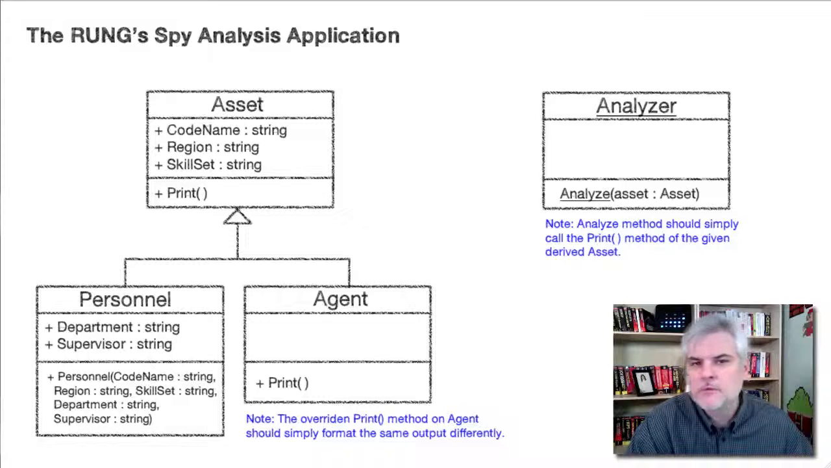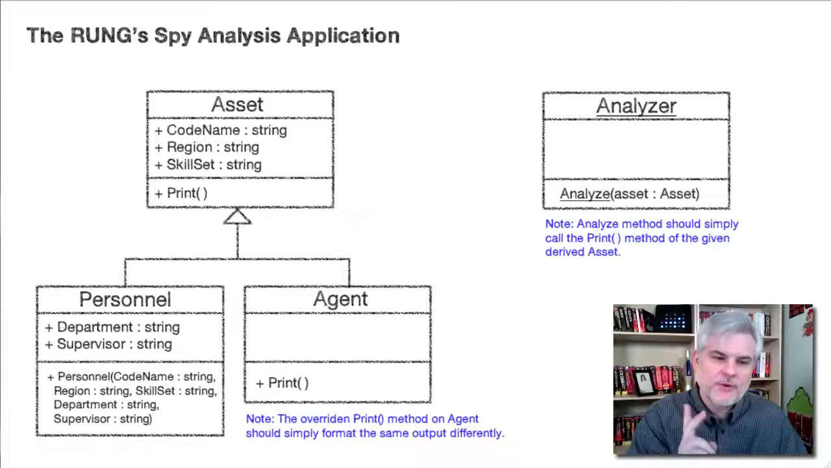Here, just go ahead and do a console.writeLine and display the codename, region, and skill set, and that's all that you'll need to do. Deriving from that base class, we have 2 classes. The first one's personnel, and it adds on 2 more properties: department and supervisor.